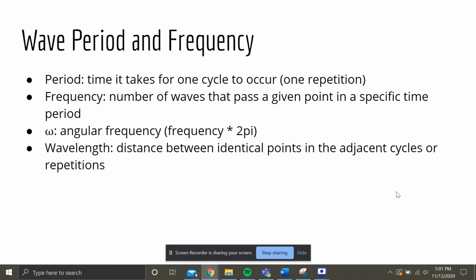We also reviewed some things that I already knew from my basic chemistry classes, which are the properties of waves. Period is the time it takes for one cycle to occur or one repetition. Frequency is the number of waves that pass a given point in a specified time period, and that can also be made into angular frequency by multiplying the frequency by 2 pi. The wavelength is the distance between identical points in the adjacent cycles or repetitions.